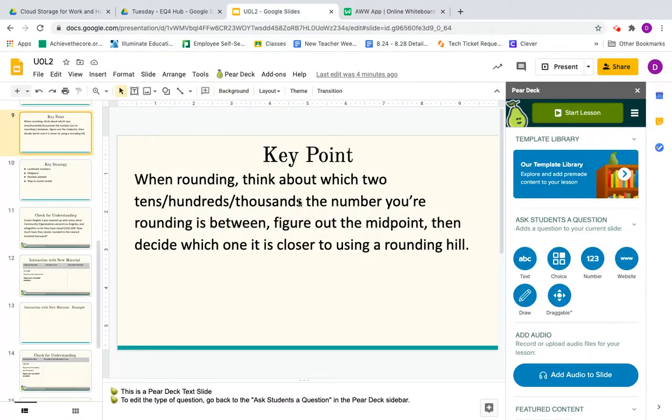And our key point for today is when rounding, think about which two tens, if you're rounding to the nearest 10, hundreds, if you're rounding to the nearest hundreds, thousands, if you're rounding to the nearest thousands, or 10,000s, if you're rounding to the nearest 10,000s, the number you're rounding is between. Figure out the midpoint, then decide which one it is closer to using a rounding hill.